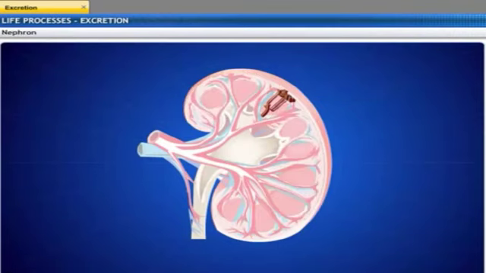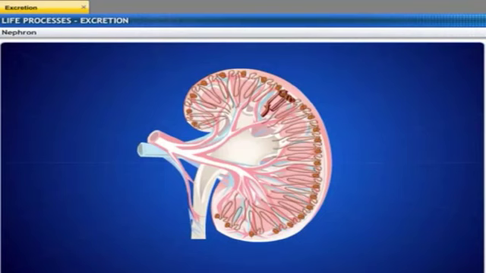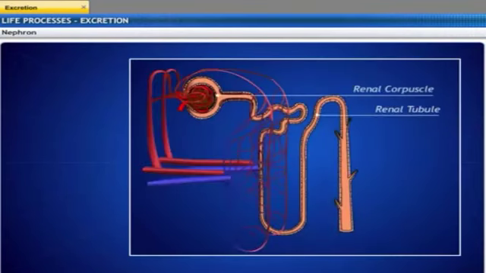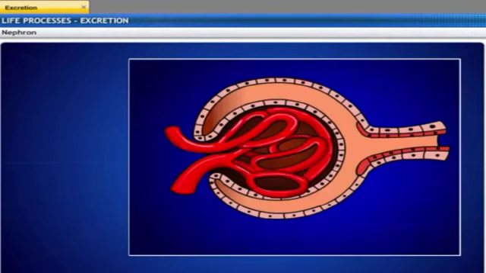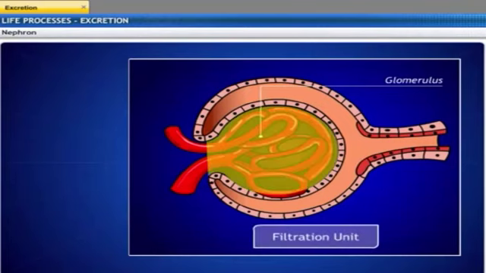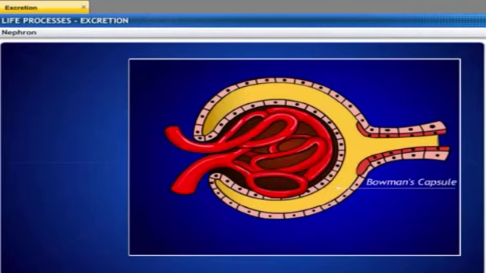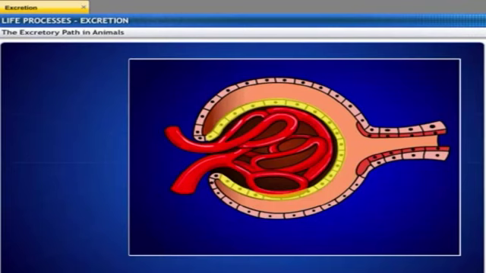Millions of nephrons are present in each kidney. Nephrons filter the nitrogenous waste. Now the structure of the nephron is seen. The Bowman's capsule and the glomerulus are present. The glomerulus is blood vessels which receive the waste from the body, and it is a filtration unit. The Bowman's capsule surrounds the glomerulus and filters the nitrogenous waste.